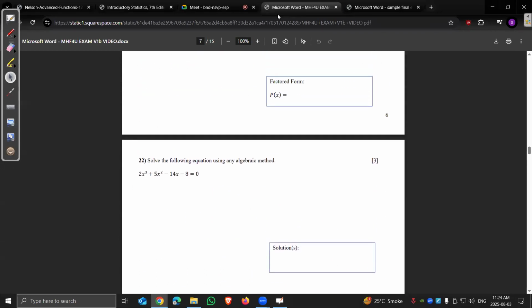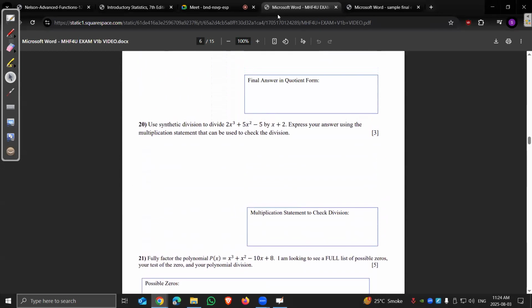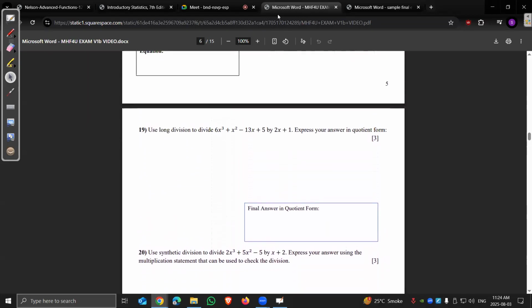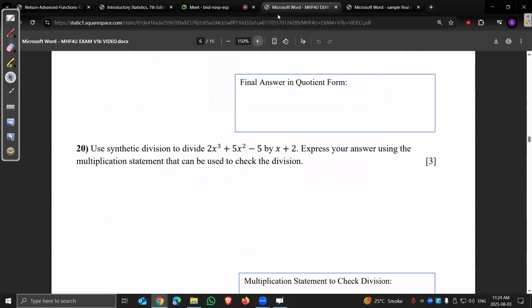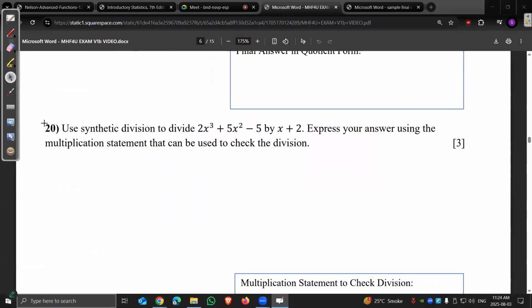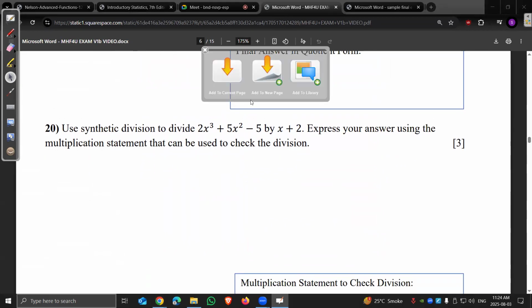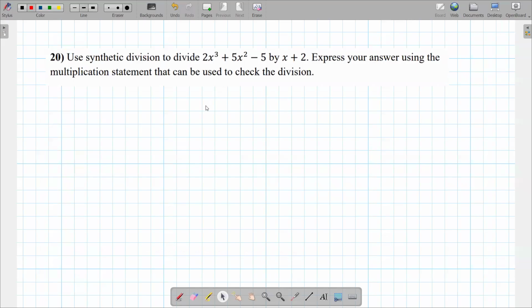So where did we stop yesterday? We were here. Use synthetic division to divide this. You think this is difficult? How do you do synthetic? Have you actually done synthetic in class? How does it work?